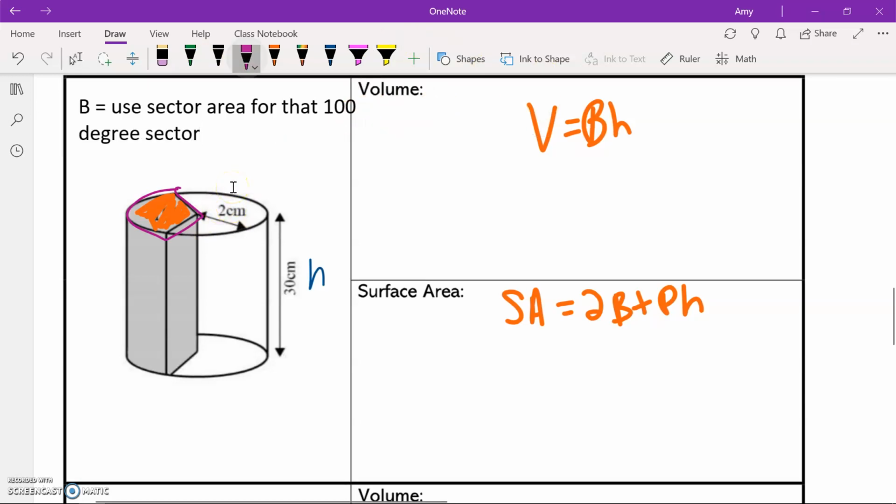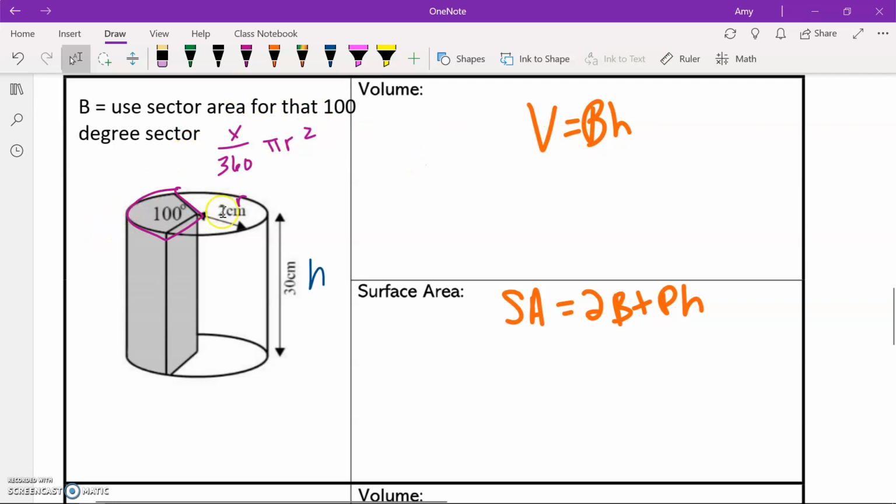We know the radius of this circle is 2 centimeters. So then you can do the sector area formula. Remember that our sector area formula is x over 360 times pi r squared. And I'll just delete this so that you can see, yeah, it's a 100-degree sector. And so you can calculate the area of it, and that will be B.